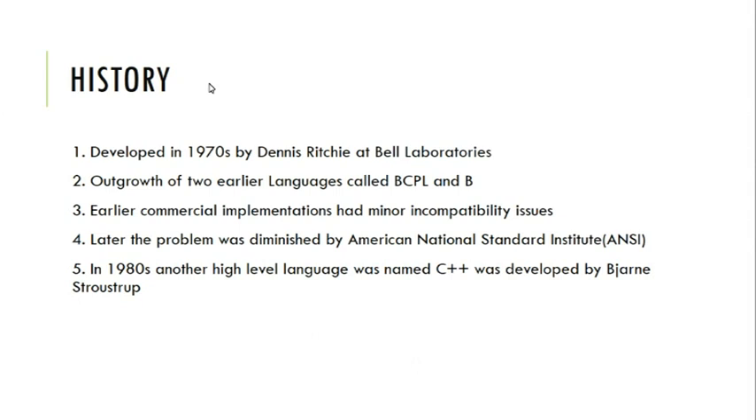Now this language was mainly developed to make an operating system which is now commonly known as Linux or Unix. But the earlier commercial implementations of C had some incompatibility issues. That means it was not compatible in every device, because there were various C compilers, various translators, so each of them used different language or maybe different grammatical language.